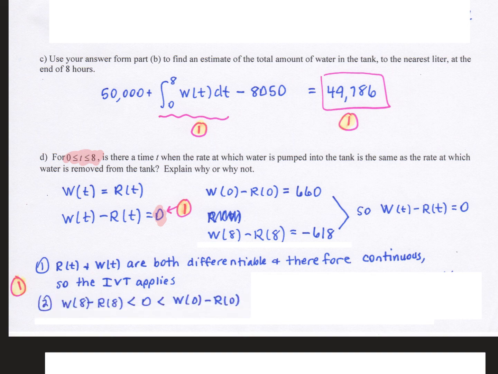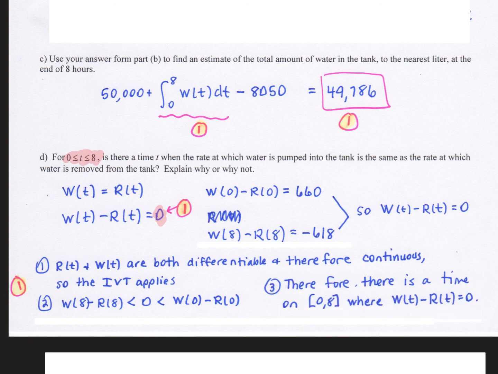The second thing I have to do is position my 0 in between the W minus R of 8 and the W minus R of 0. I've actually already done that up here, so I wouldn't actually have to say it again, but I did. And then my last step is just to summarize my answer. Therefore, there is a time where W minus R equals 0, which proves that there is a time where W equals R. Point-wise, if you have this W minus R equals 0, if you considered that, you're going to earn a point, and everything else is going to be worth a second point.